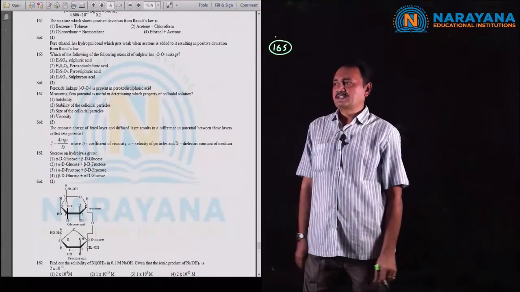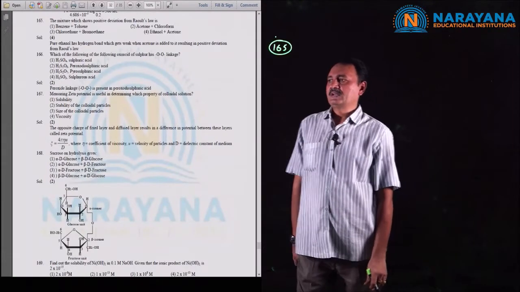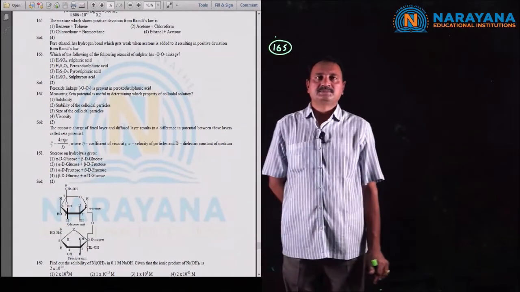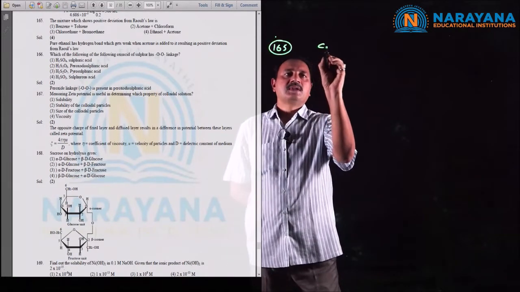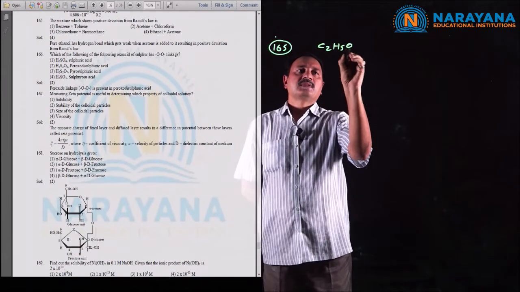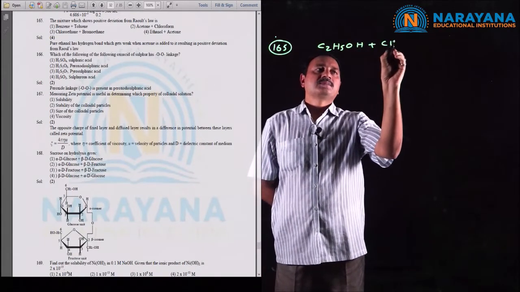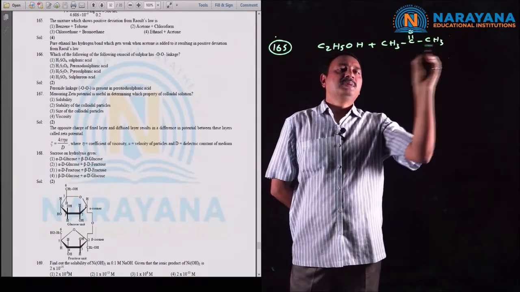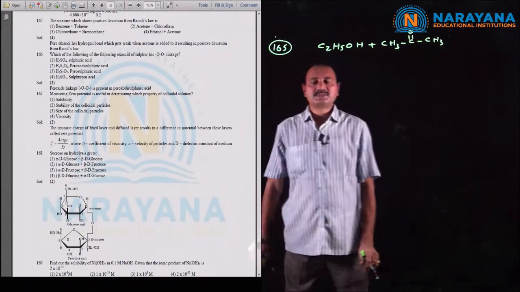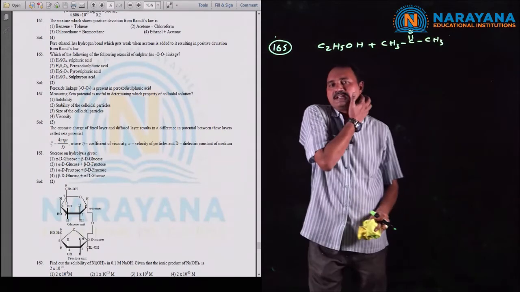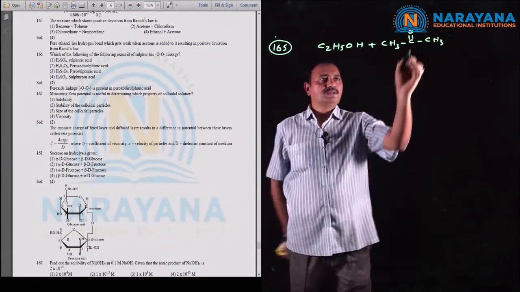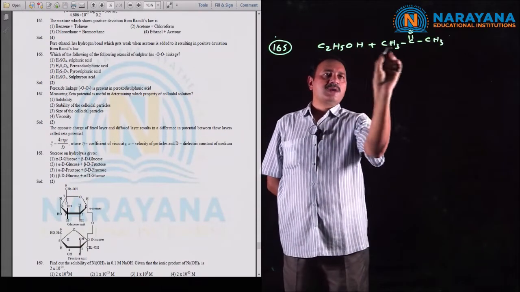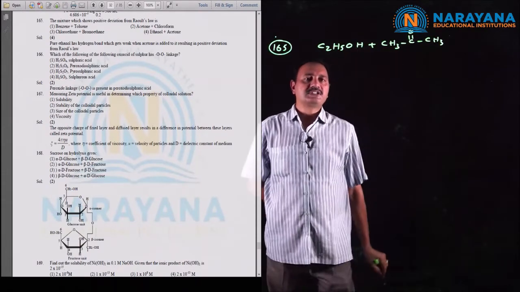Question number 165. The mixture which shows positive deviation from Raoult's law. Let us consider a mixture of ethanol and acetone. Before adding acetone, between two ethyl alcohol molecules, strong hydrogen bond is present. Whenever acetone is added to ethyl alcohol, these two molecules occupy adjacent positions.